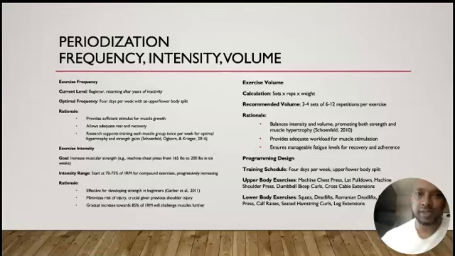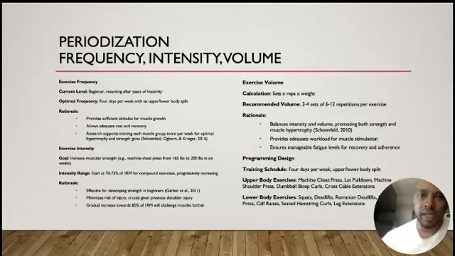Exercise volume is calculated as sets times reps times weight. The recommended volume for Andrew is 3 to 4 sets of 6 to 12 repetitions per exercise. This balance of intensity and volume promotes both strength and muscle hypertrophy as per Schoenfeld. It provides adequate workload for muscle stimulation while ensuring manageable fatigue levels for recovery and adherence.